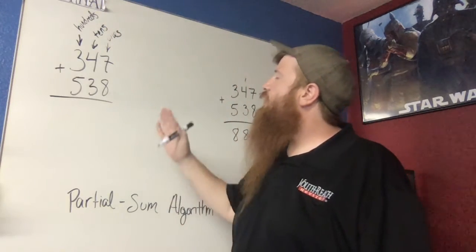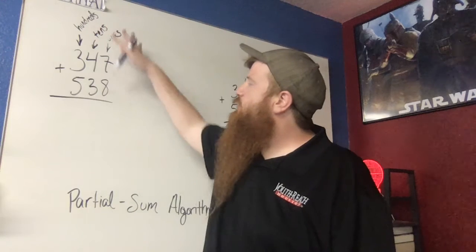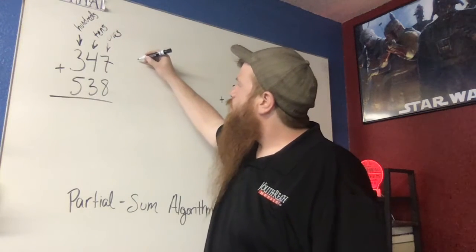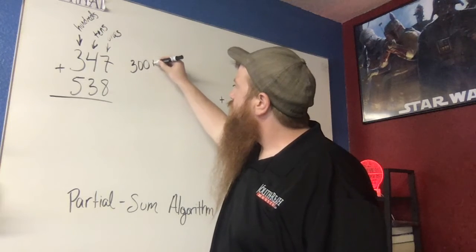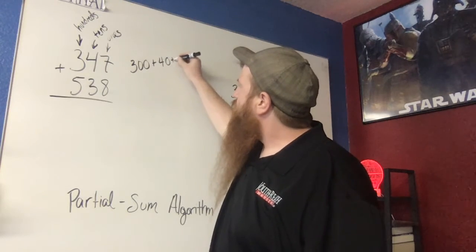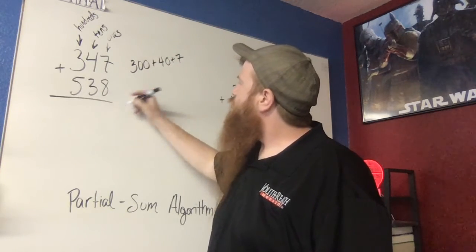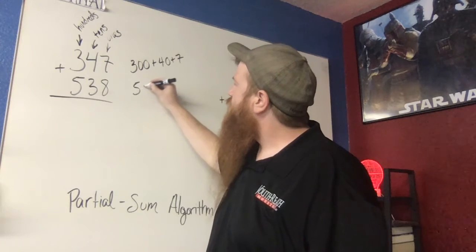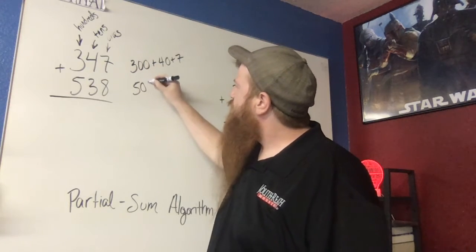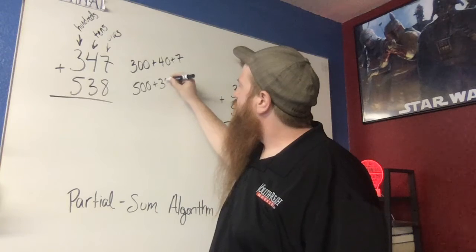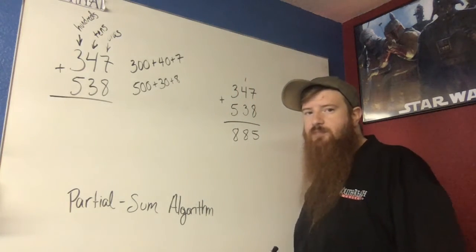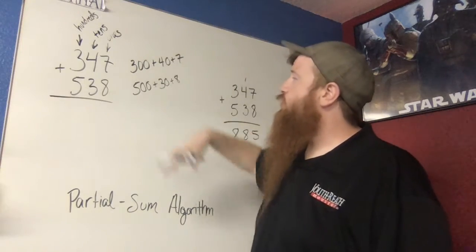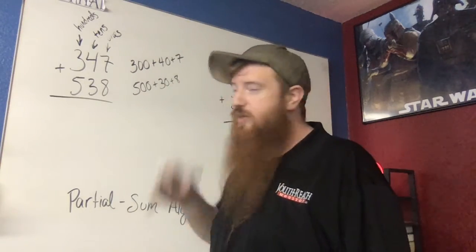And really how we're going to imagine this is, you don't have to write this portion down, but we're imagining that this is going to be broken up into like 300 plus 40 plus 7. And this one will kind of be broken up into the same thing with our hundreds. 500 plus 30 plus 8. Okay? Again, you don't have to write this portion, but that's just how we're thinking of it, okay?